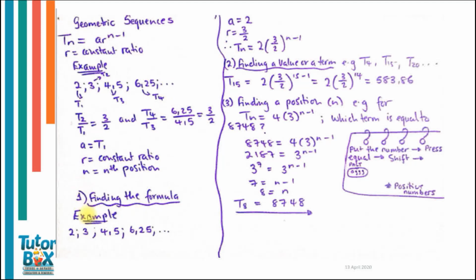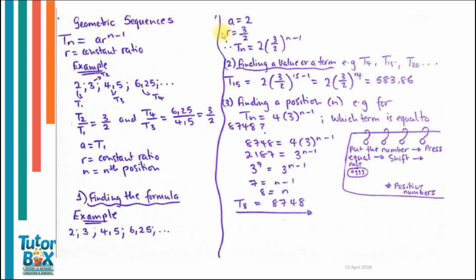And now the question is saying find the formula. So let's say they don't give you the general formula and you have to find it. It's the same numbers, 2, 3, 4.5, and 6.25. You need to find the general term for this sequence. For your general formula, you need an A, you need what R is, and then n minus 1, you leave it as n minus 1 because that's the general term. The general term, guys, is always in terms of that n only.